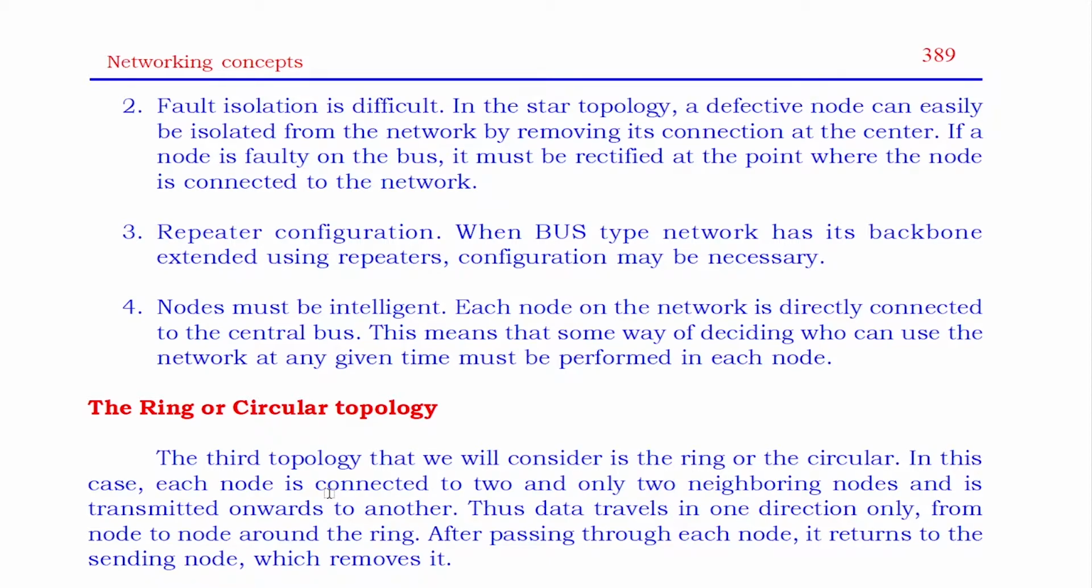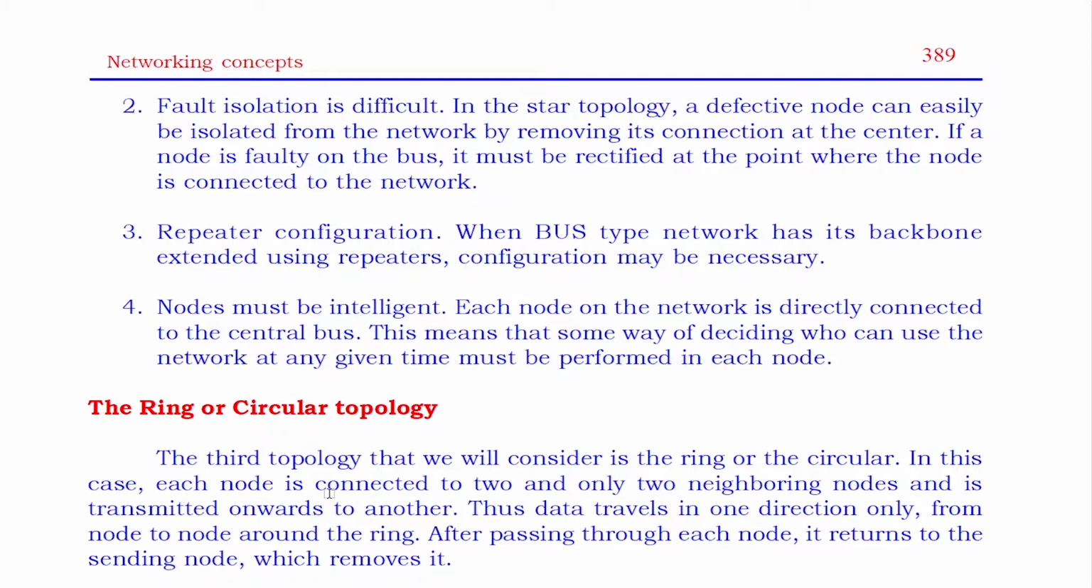So, repeater configuration. When a bus type of network has the common cable as its backbone, and it is extended using repeaters, configuration may be necessary. We have to configure this. That is one thing, and there is also the additional cost of the repeaters. This may not be much expensive, but still it is an additional cost. So repeater configuration is required.